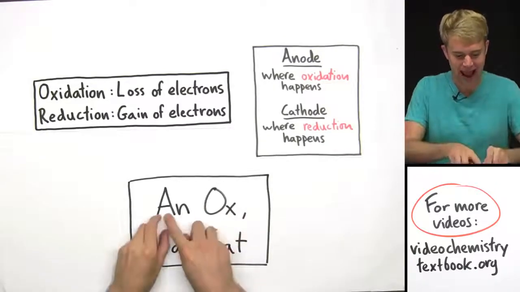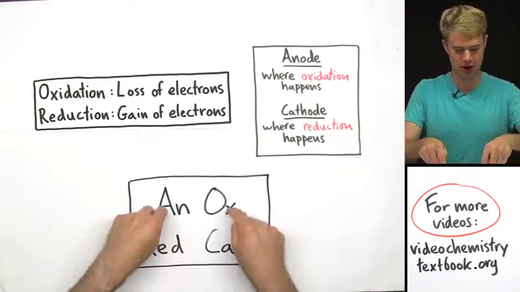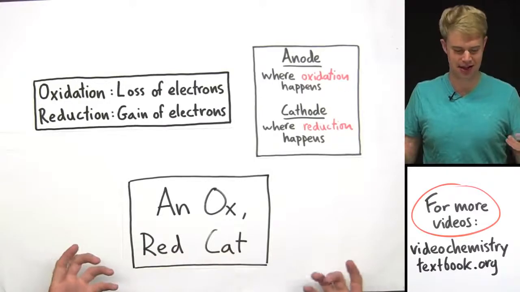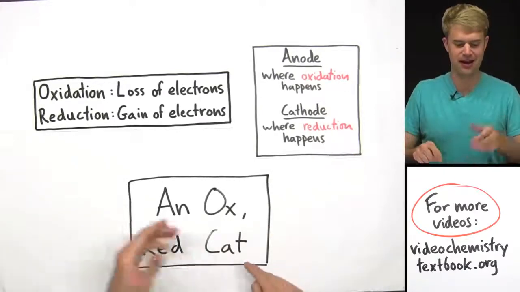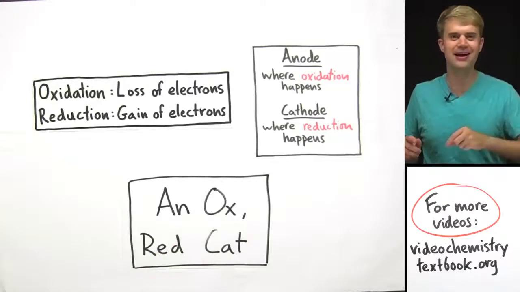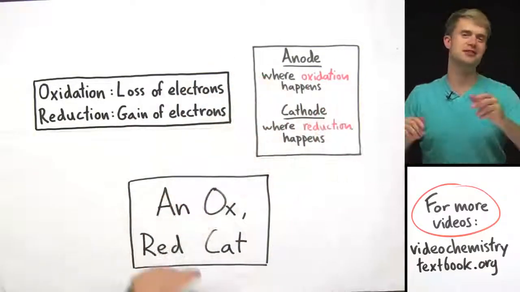It stands for: anode is the site of oxidation, "An Ox." "Red Cat" stands for reduction happens at the cathode. An Ox, Red Cat. Learn it right at the top of your tests. You'll never mix these things up again.